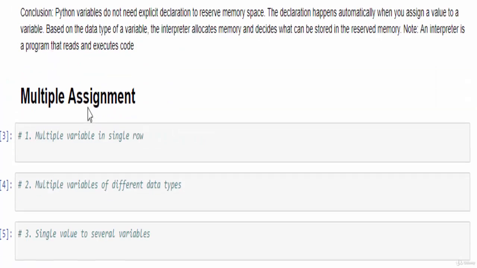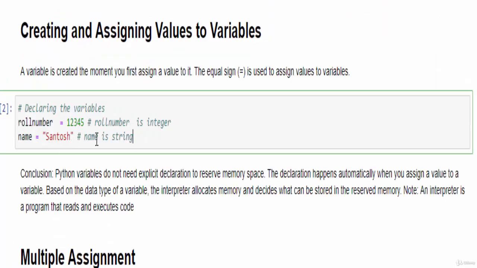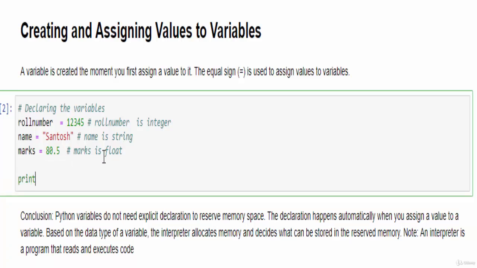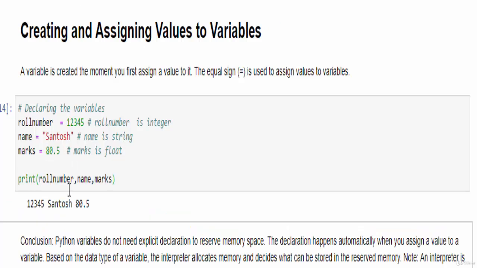Second example, name equal to Santosh. Initially the roll number is an integer type, and here name is a string type. These are all the data types. And third example, marks equal to 80.5, here marks is a float. Float is nothing but a number with a decimal point. If you want, you can print it and check it. When we print, the roll number, name and marks are displayed. This is how we have to create and assign the value.